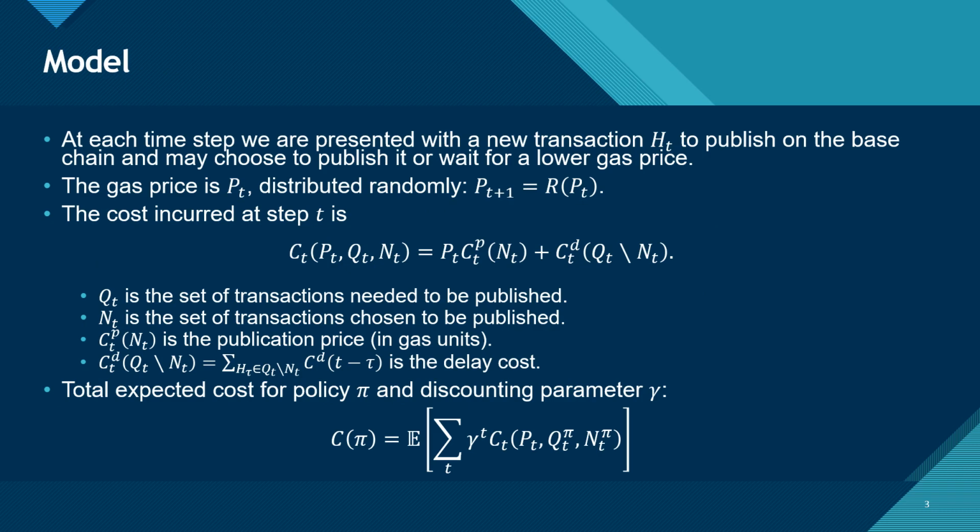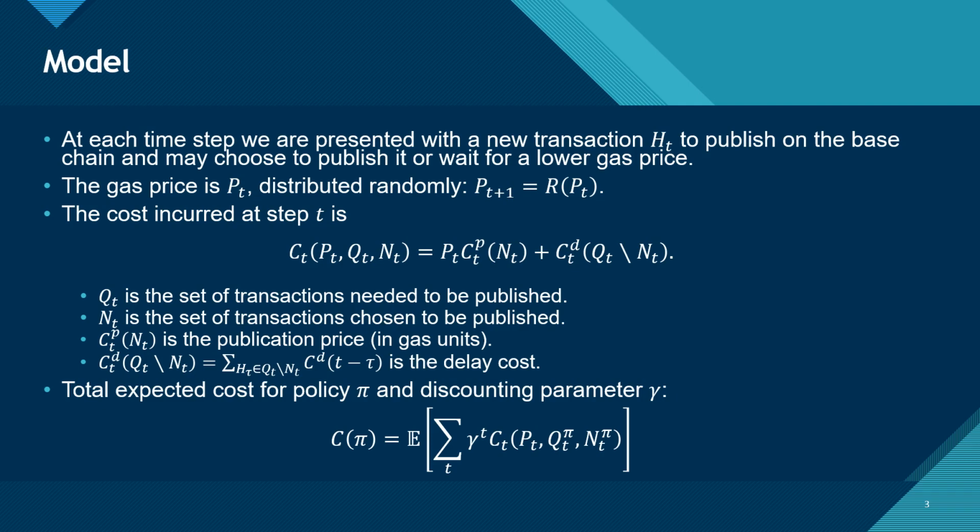We model this problem as a Markov decision problem, where at each time step we are presented with new transactions that we want to publish on the base chain, and then we need to choose whether to publish them, along with past transactions we didn't publish, or just wait for a lower gas price at a future time step. We denote the gas price as P_t, and we assume it's distributed randomly according to some random function R. So P_{t+1} = R(P_t).